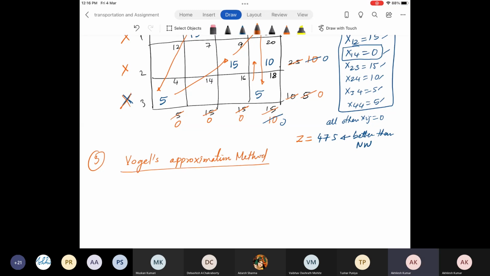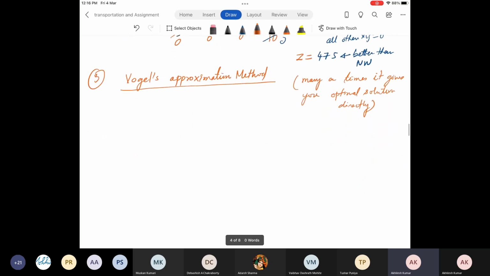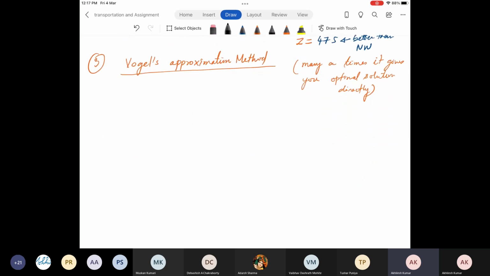It is one of the finest heuristics for solving transportation problems. Many a time it gives you the optimal solution directly. So although I'm trying to find the initial basic feasible solution, many a time it gives you the optimal solution itself. So let's look at this method, how it works.